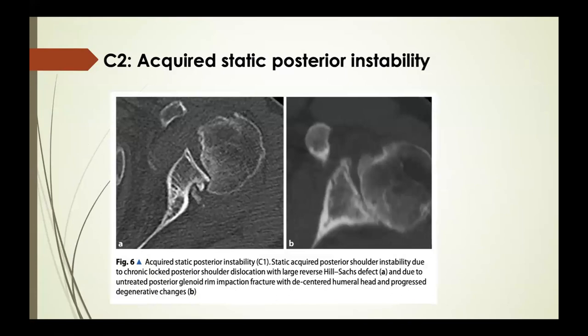And in this image, you can see the humeral head gets locked in the glenoid for chronic cases. The A image shows the posterior large reverse Hill-Sachs, and the second is untreated posterior glenoid rim impaction with decentered humeral head that progressed due to the degenerative changes.